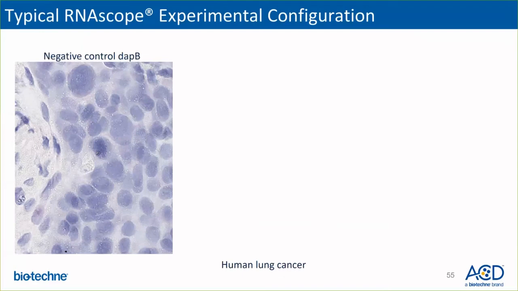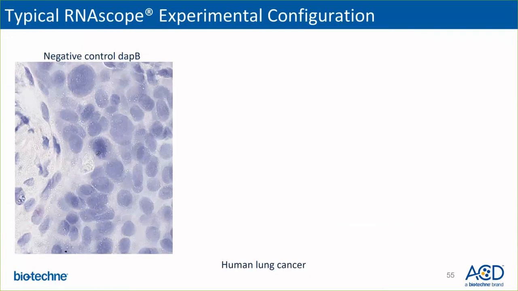Provided that the target is expressed in the sample and the protocol is followed as recommended, the RNAscope assay is guaranteed. Because tissue samples can be highly variable, proper sample preparation and the right controls are essential to an RNAscope experiment. Tissue samples must be properly fixed and prepared to ensure good RNA quality and no background due to poor fixation.